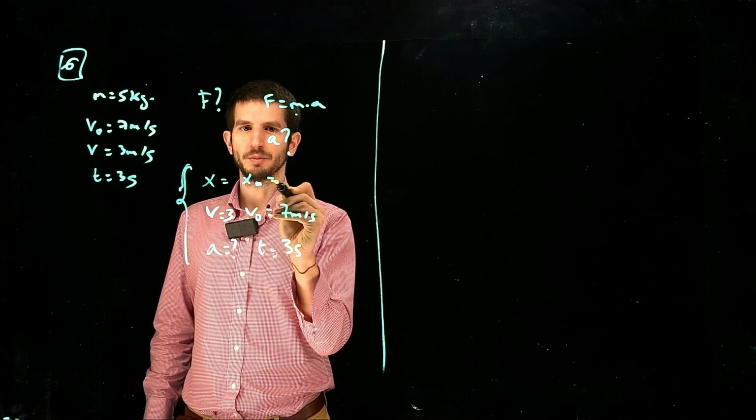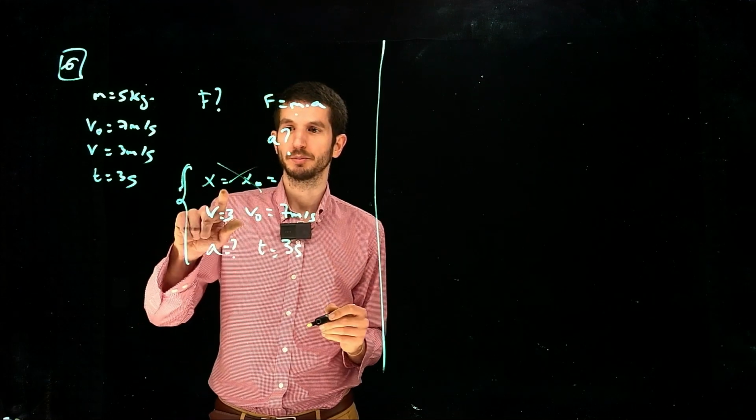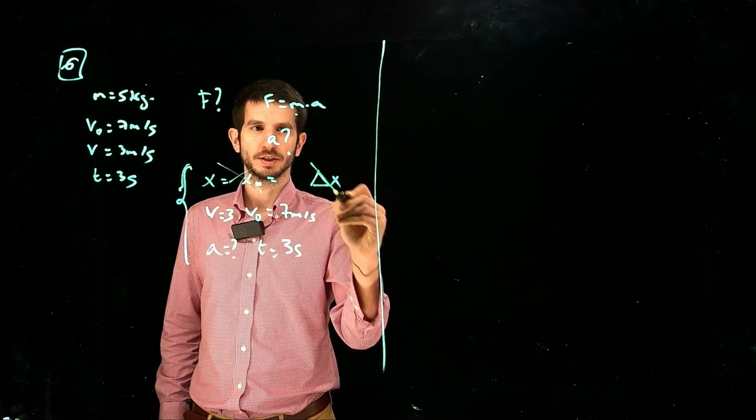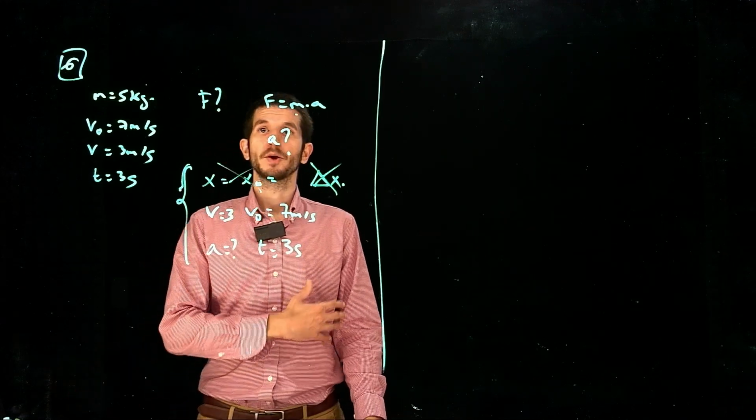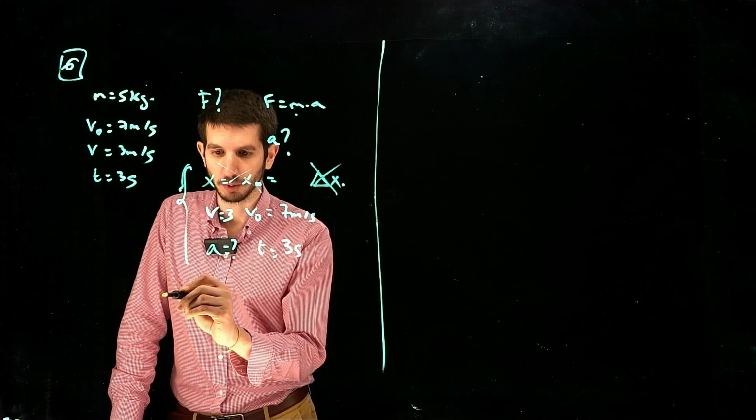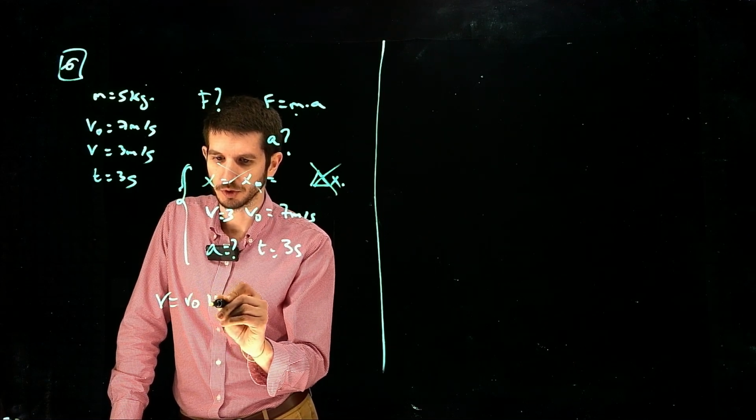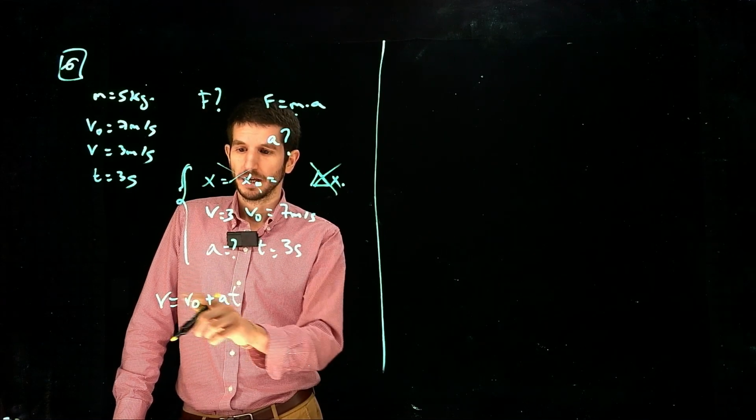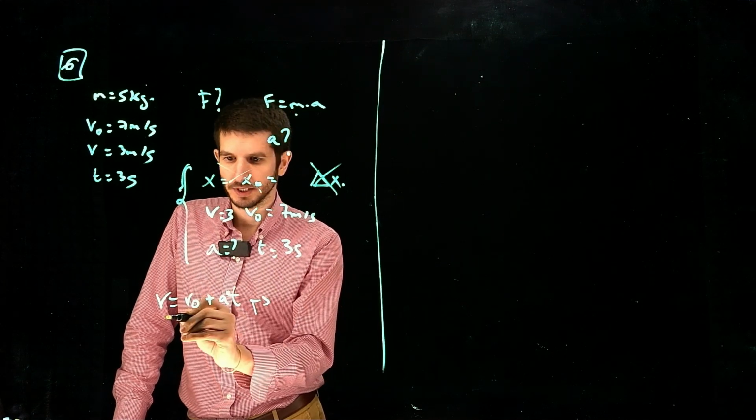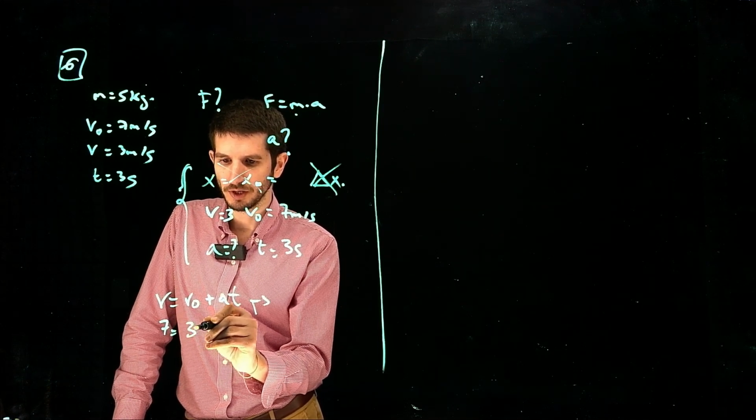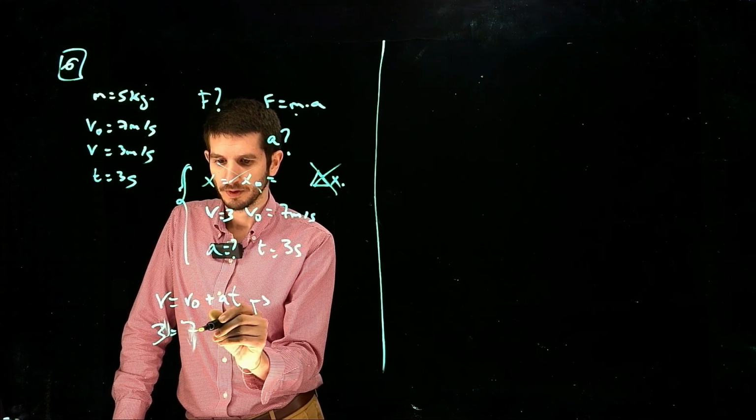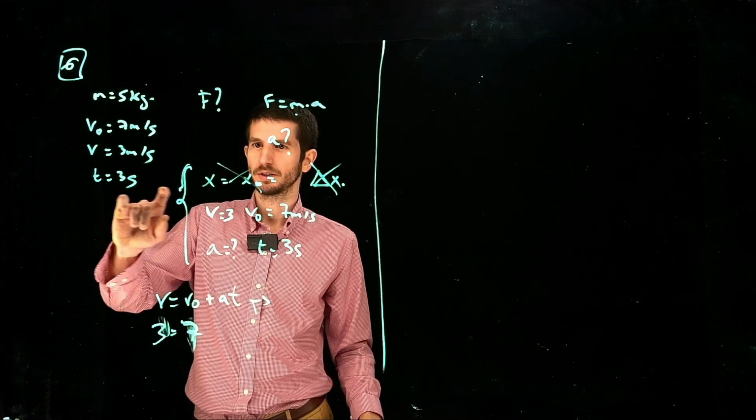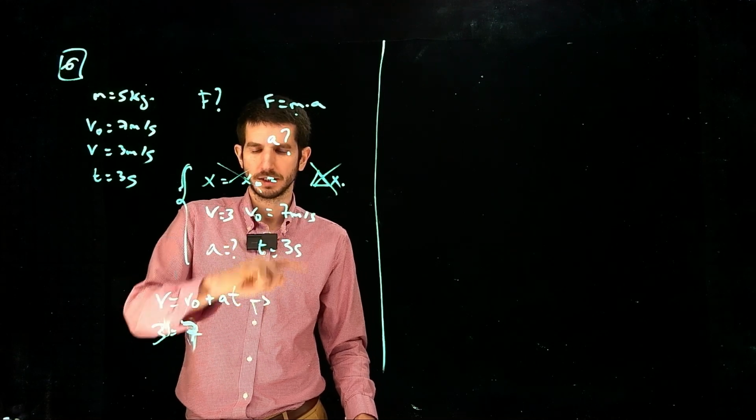Do we have any information on position? We don't. We're missing spatial position. So what do we do when we're missing spatial position? We need to use an equation that doesn't use spatial position. So basically v is equal to v sub 0 plus a times t. How much is v? V is going to be 3. V sub 0 is going to be 7.